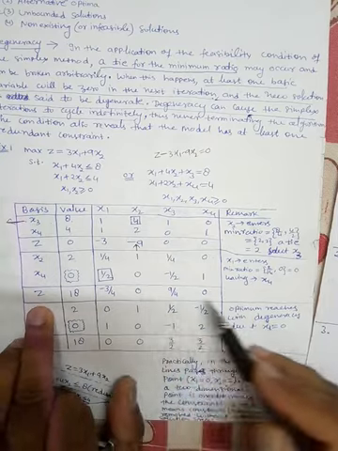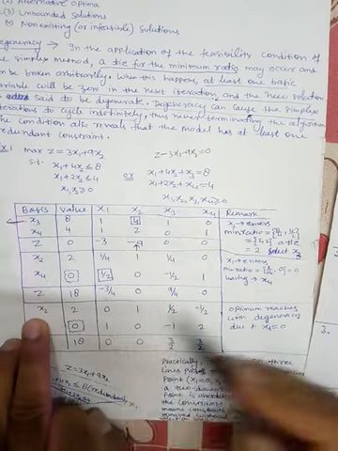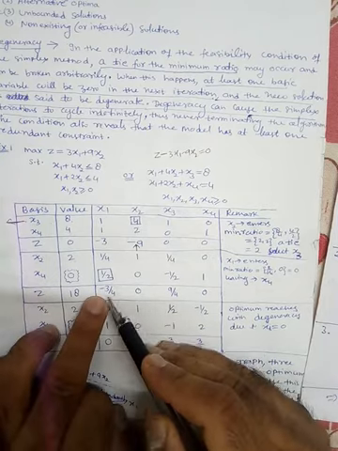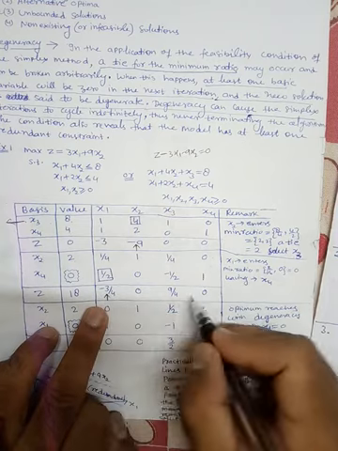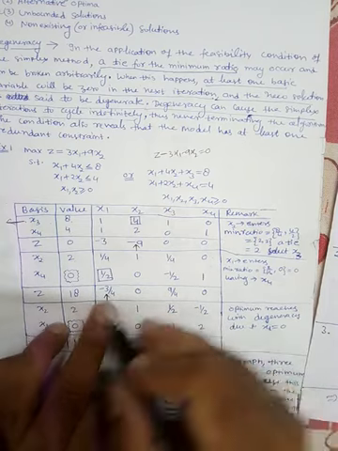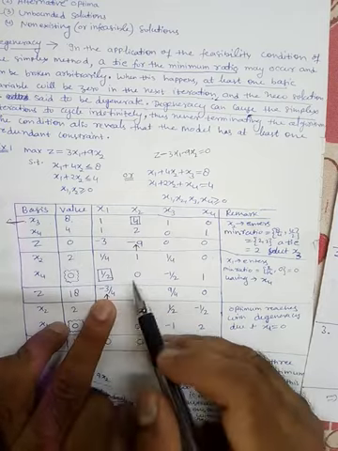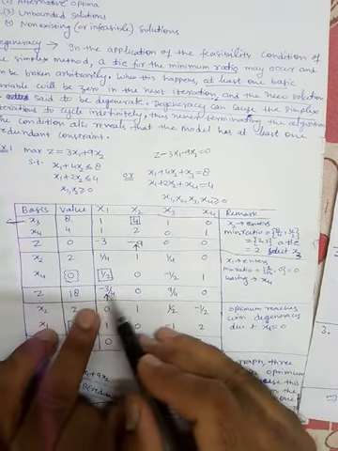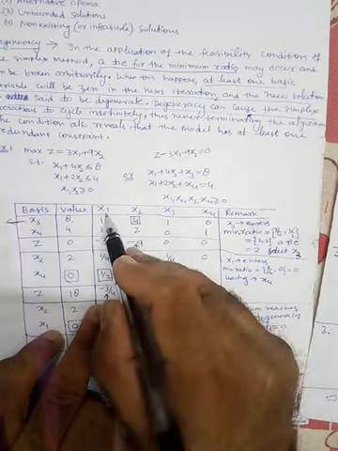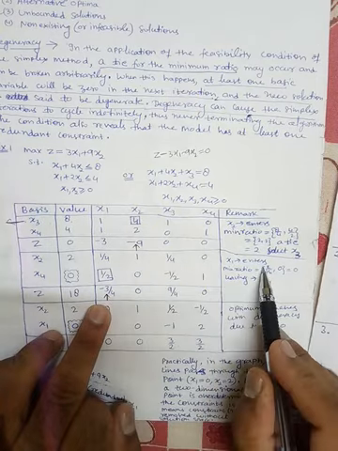Now identify any negative element in the z row. Yes, there is a negative value. Hence this is the only value. If there is more than one value, then we have to select the most negative one. But since this is the only single one, x1 enters the basis.